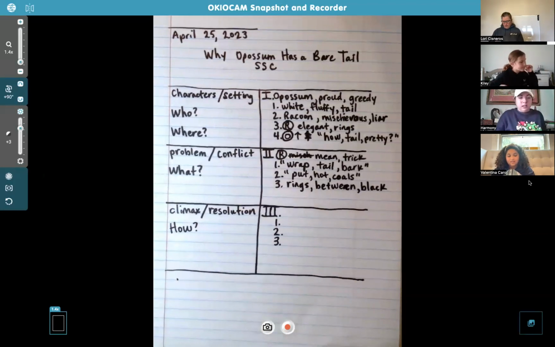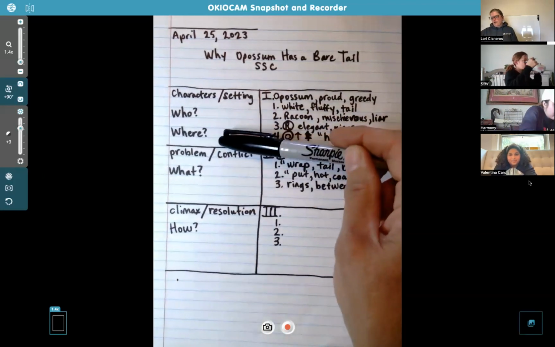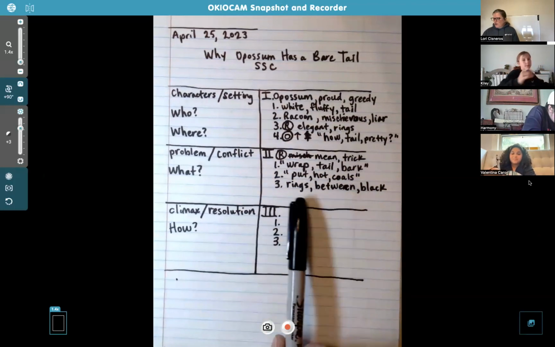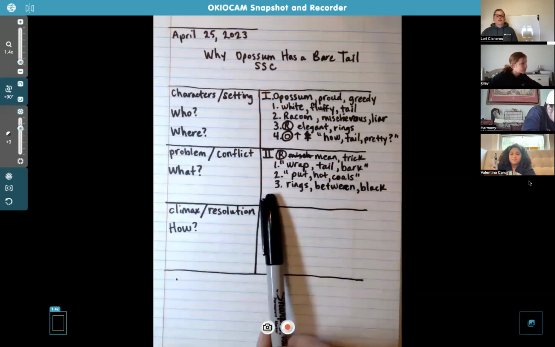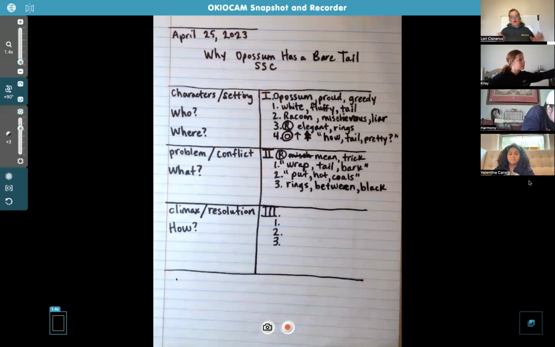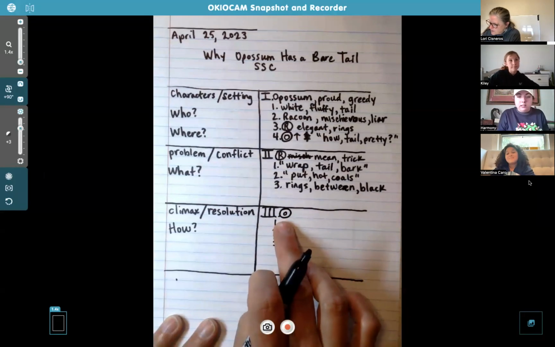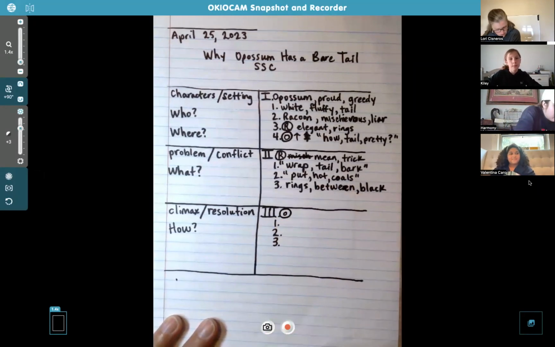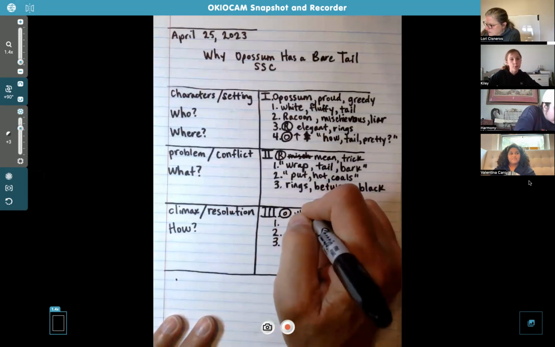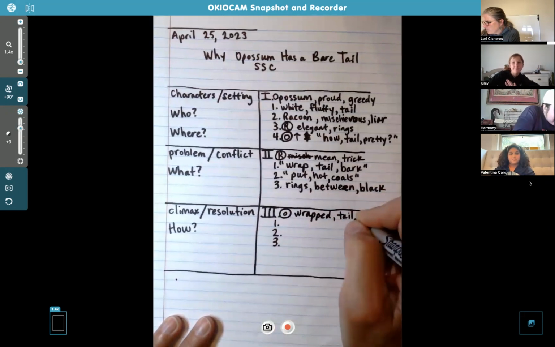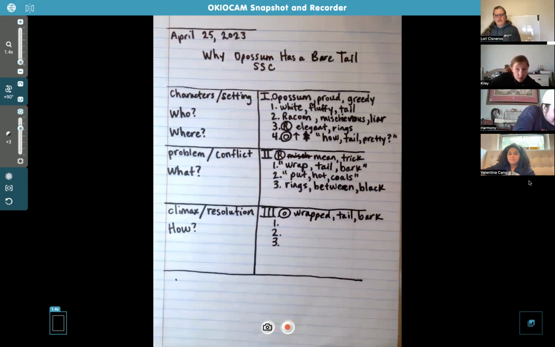So this is talking about how it is solved. We start out by asking who and where, what is the problem? And now we're talking about how is it solved? So now we left off right here, where Raccoon said the rings between the bark will turn black and you'll have beautiful rings on your tail. So then Opossum does what Raccoon says to do. He wrapped his tail with the bark. He actually did it.